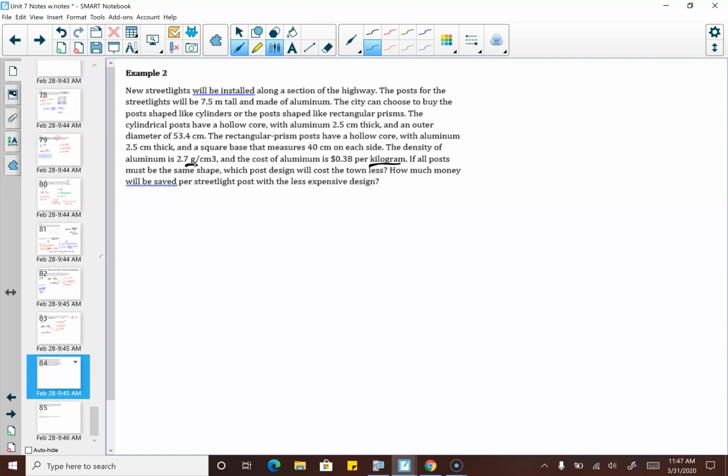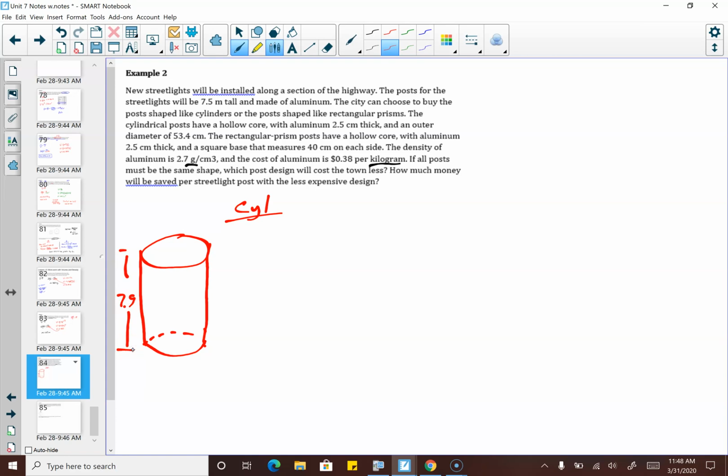If all posts must be the same shape, which post design will cost the town less? And then how much money? So this is a pretty extensive problem, okay? Let's work just on our cylinder posts first. So if we have our cylinder here, or whatever we're drawing as best we can as our cylinder, they told us that all of them are going to have a height of 7.5 meters, okay?